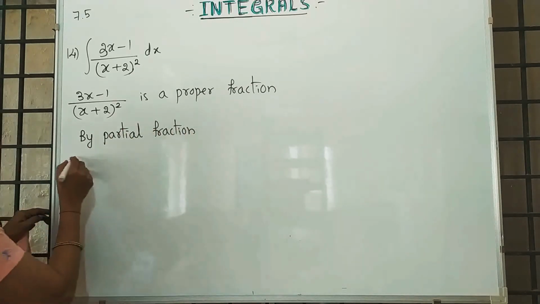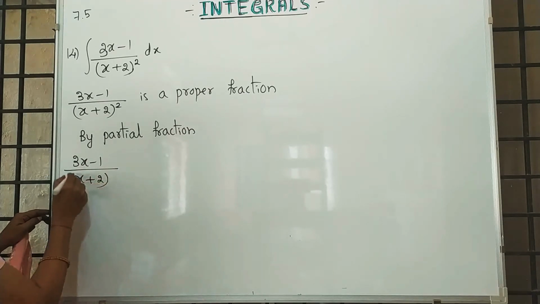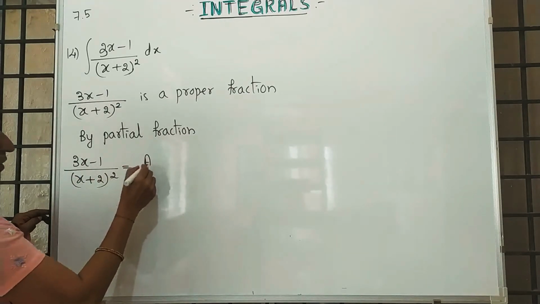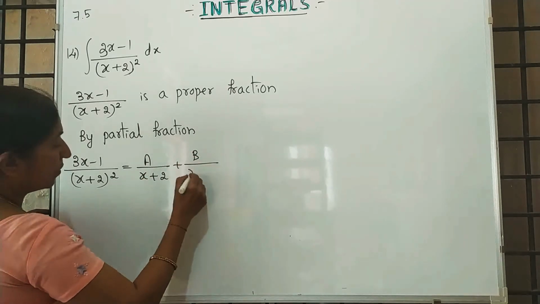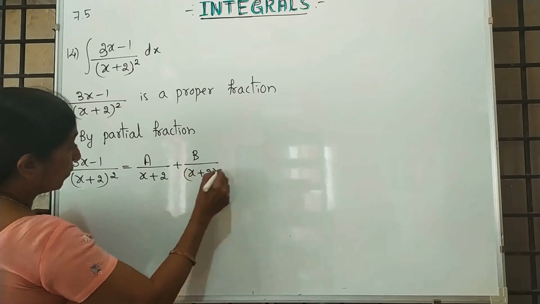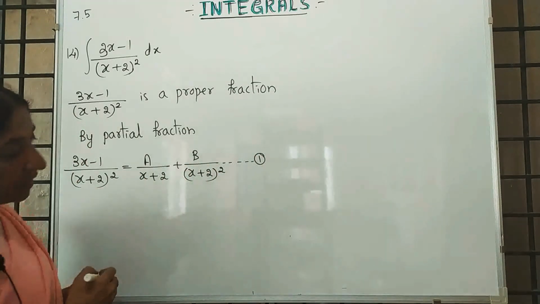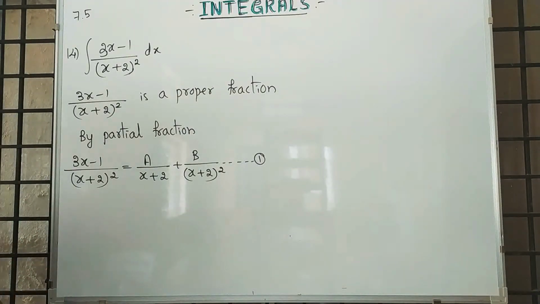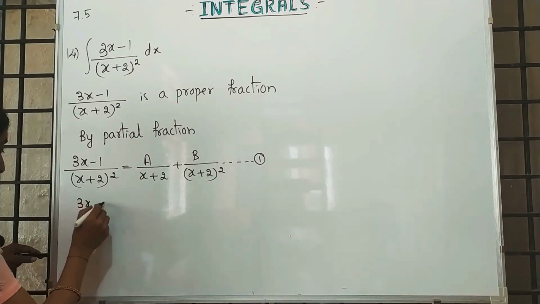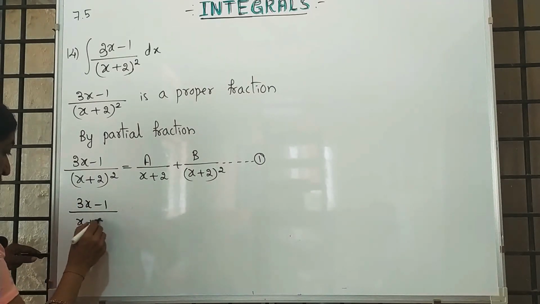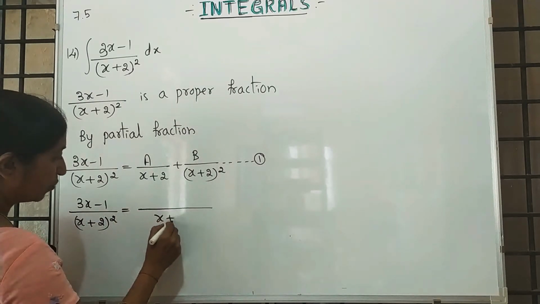3x minus 1 upon x plus 2 whole square will be written as a upon x plus 2 plus b upon x plus 2 whole square. Have you remembered this method or what? Already in the previous classes I explained this method. Now keep the left side as it is. The LCM is x plus 2 whole square, the highest power.